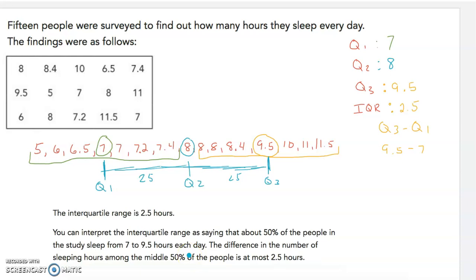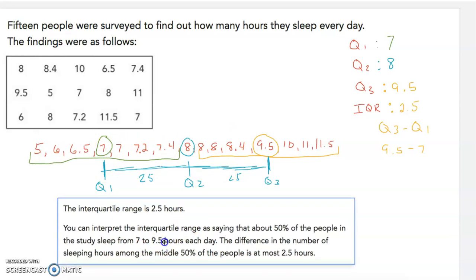I can also say the difference in the number of sleeping hours among the middle 50% of the people is at most 2.5 hours. So the difference between this middle 50% is at most 2.5 hours. Again, all I did was take Q3 minus Q1 to get that 2.5. So this is taken right from the book. So what I want to do is look at another question that was taken right from the book. And so if it asks you to interpret the IQR, you can use this as a guide.